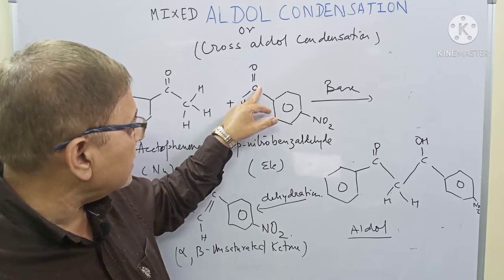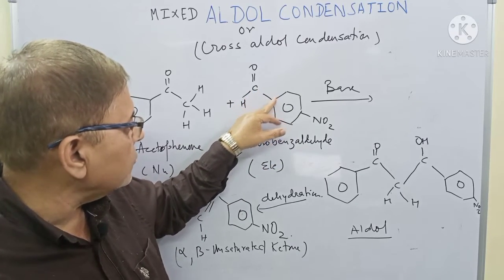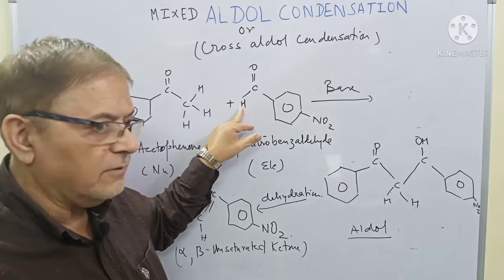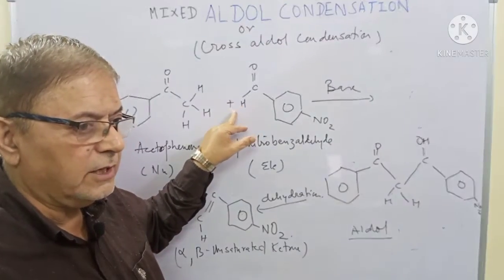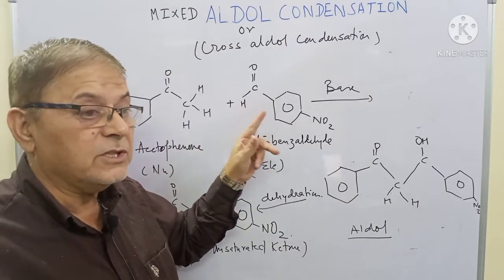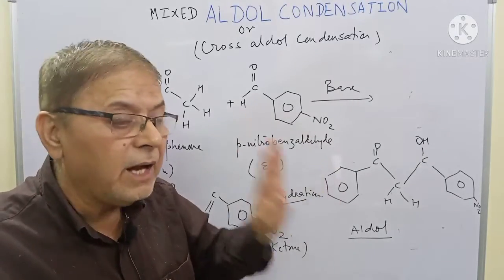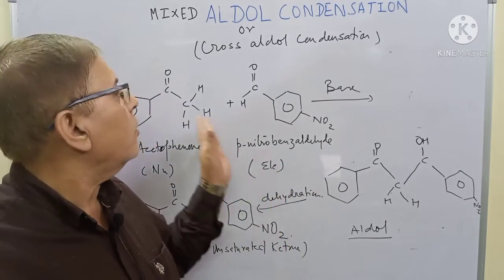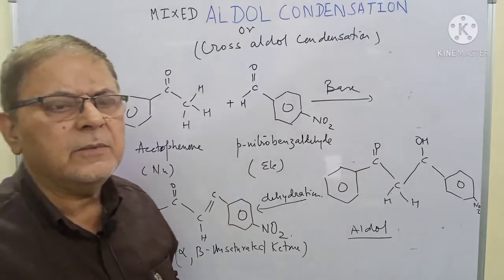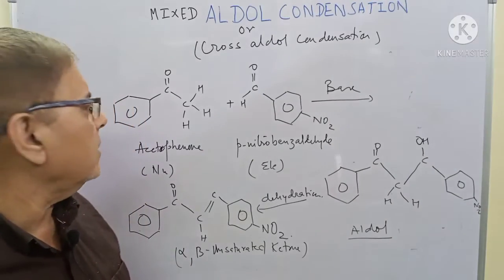Now this is carbon, so this is alpha, there is no hydrogen over here. Don't say this is alpha hydrogen atom. This is not the alpha hydrogen atom. Alpha hydrogen atom is the one which is attached to alpha carbon atom. So this is called cross aldol condensation. The mechanism and everything will remain the same, absolutely the same.